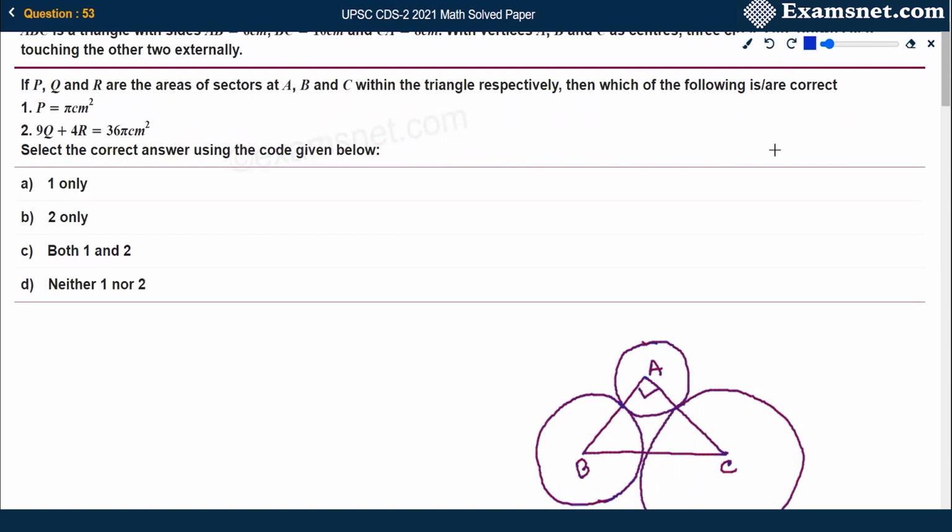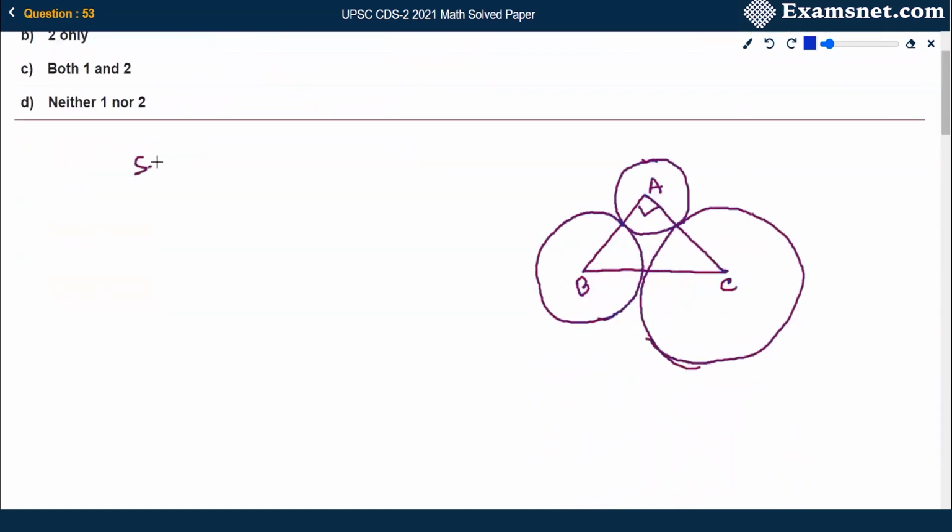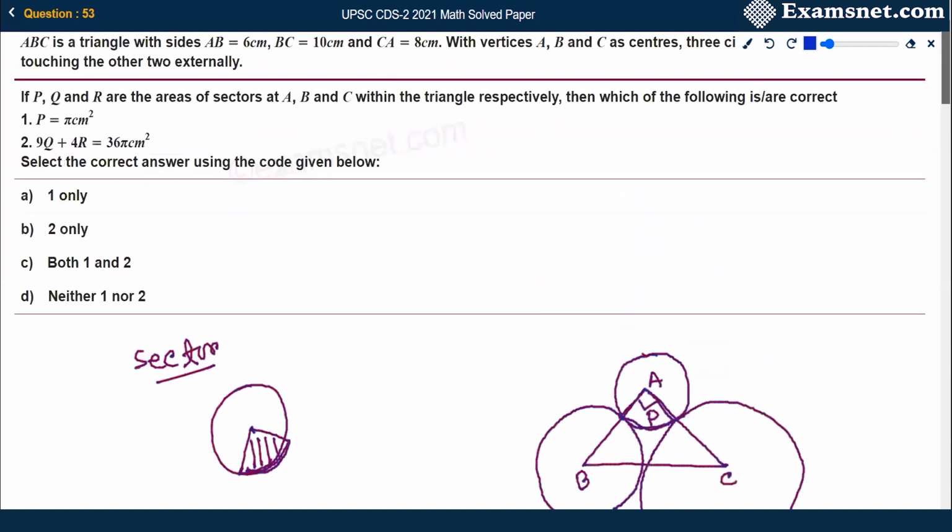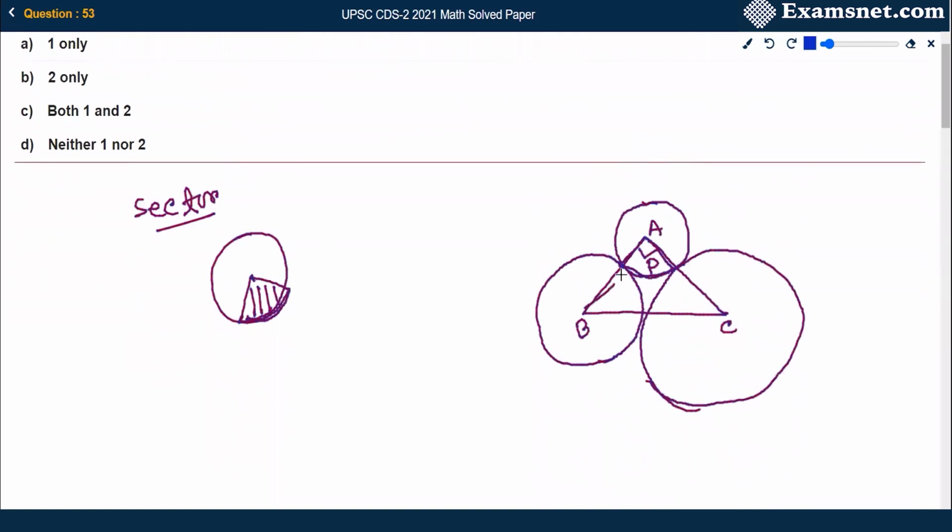First of all, what is a sector in a circle? If I explain sector, let's draw a circle first. Here, this is the center. These two are the radii of the circle, correct? So a sector is a bounded region. A sector is a region bounded by radii and an arc. So this portion is called the sector. As we can see, there are three such sectors they have talked about, this one is P, this one is Q, and this one is, let's say, R.